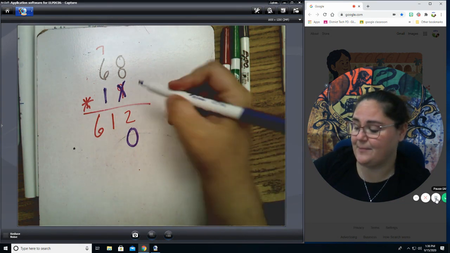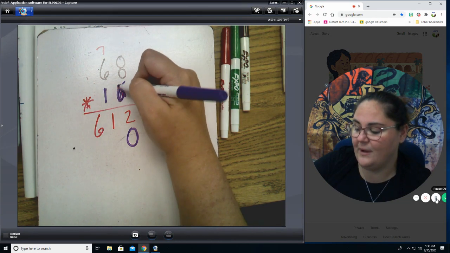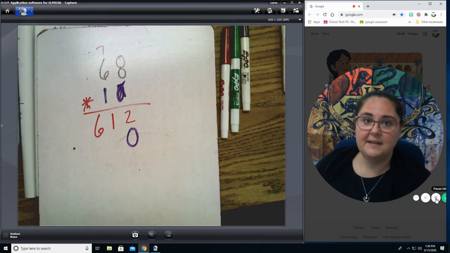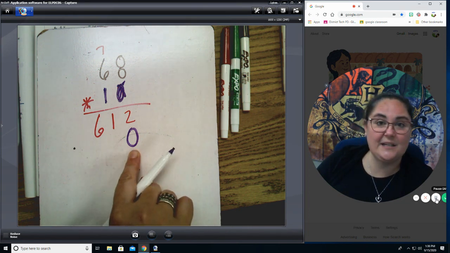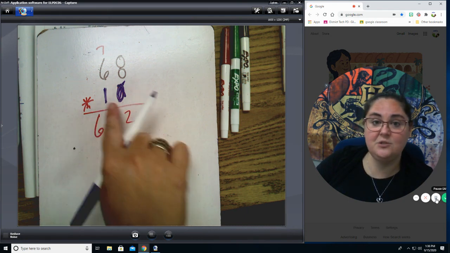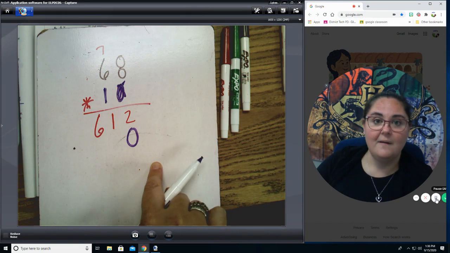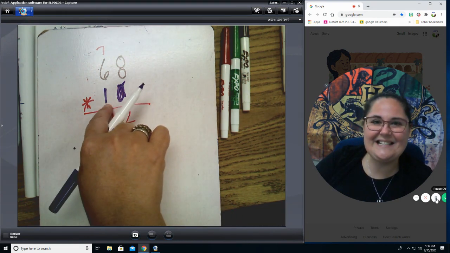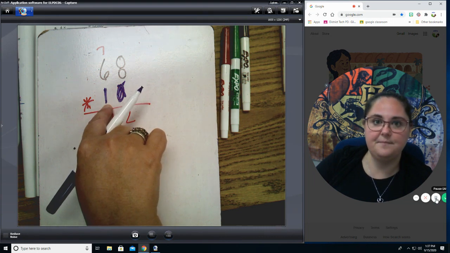Technically, it's in the tens place. So what I'm doing is I'm making it into a 10. Remember, 10 times any number, you basically add a 0 to the end, right? So no matter what this digit is, you still add that 0. That is where the 0 comes from. It's because this number is in the tens column.